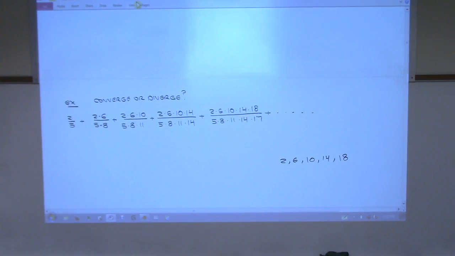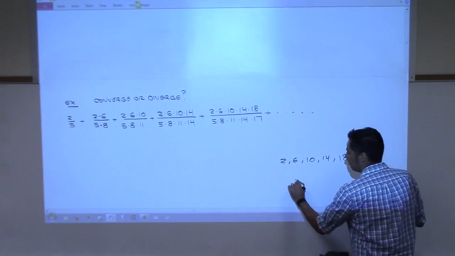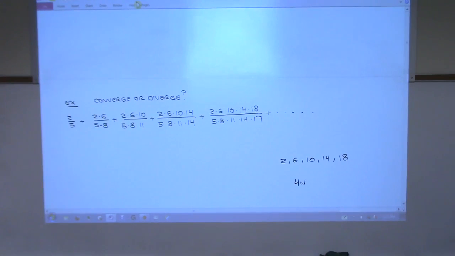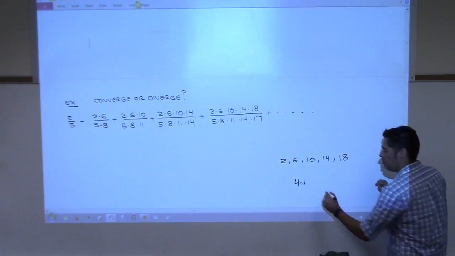So they all jump by how much? 4 each time. So that tells you automatically you're going to need a 4n in here. Now it's just a matter of can you tweak it to make it spit out a 2 first, and then a 6, and then a 10. So I heard 4n minus 2.